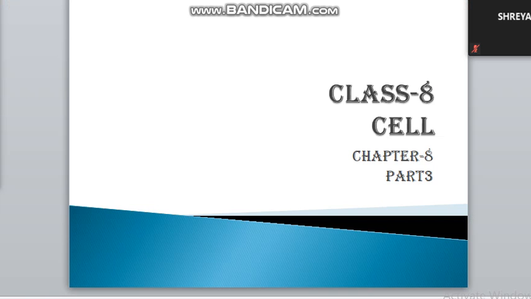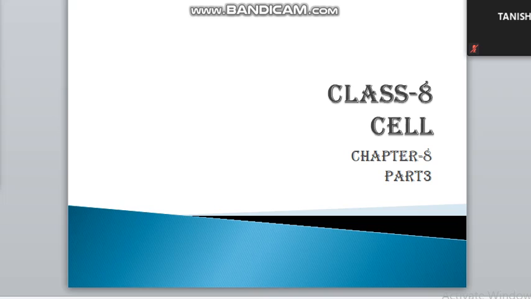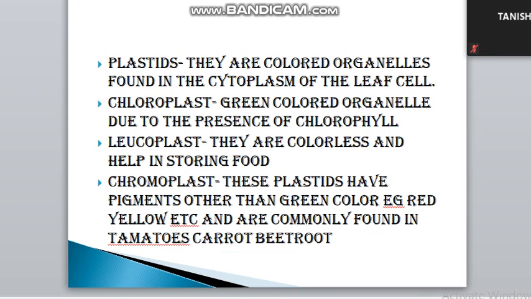So till now we have discussed various cell organelles. Yesterday we did ribosomes, mitochondria, and other cell organelles. Now one is left, that is plastids. So today we will discuss plastids, and we will start with plastids first.